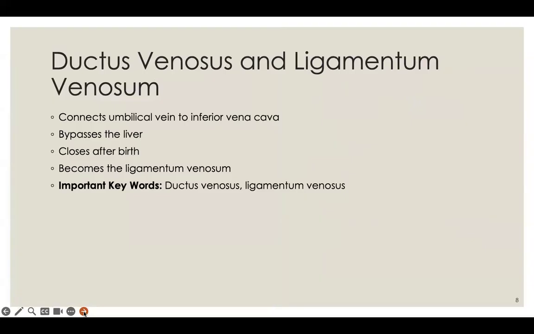Ductus venosus and ligamentum venosum. The ductus venosus allows oxygen-rich blood from the placenta to bypass the liver and flow directly to the inferior vena cava. This ensures that most of the oxygenated blood is able to reach the heart quickly. Once the baby is born and the umbilical cord is clamped, this vessel will gradually close and become the ligamentum venosum.